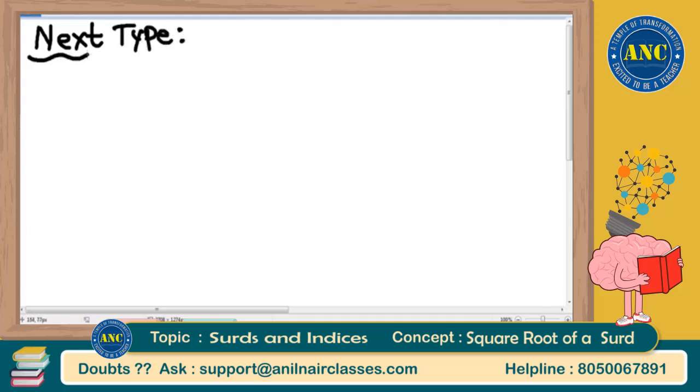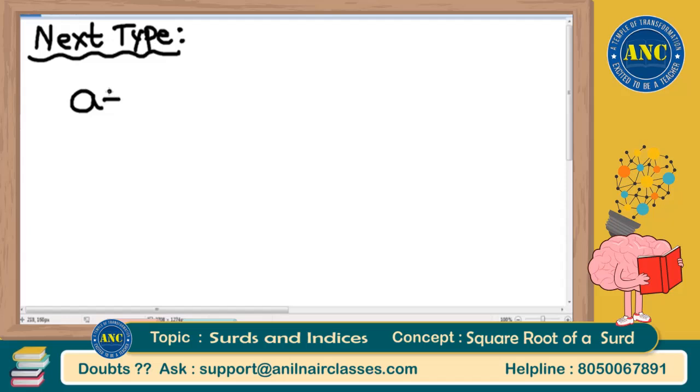Next type of questions. Listen carefully, do not write anything. First listen. If you understand 3 to 4 problems, you will solve any question in Surds and Indices which applies this particular model. Now listen carefully, sir. Yesterday also, in fact today morning also when I took the class, I told you this concept.